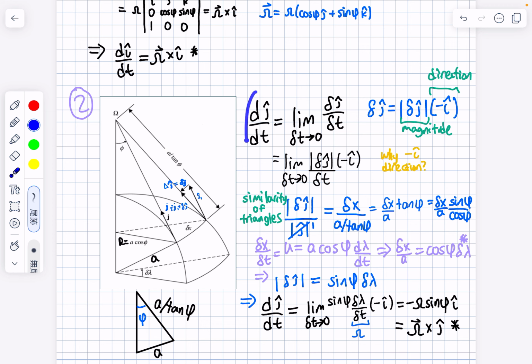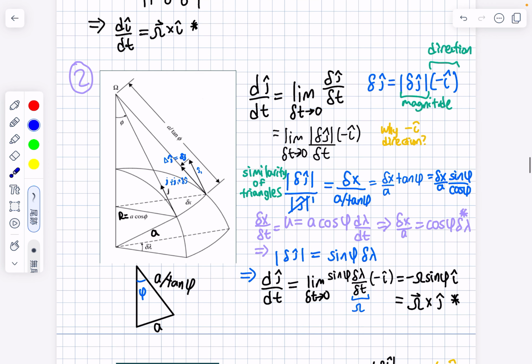So we can start with dj/dt is equal to the limit as delta t goes to 0 of delta j over delta t. And we can then write, because this is a unit vector, delta j hat is also a unit vector, it is equal to its magnitude times its direction. So we know its magnitude is, the magnitude of this part, is just putting the magnitude around it, because we don't actually know what the magnitude is. And then the direction is negative i. So that's what goes here.